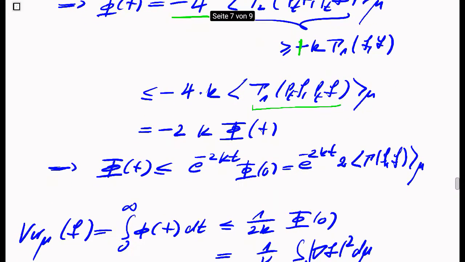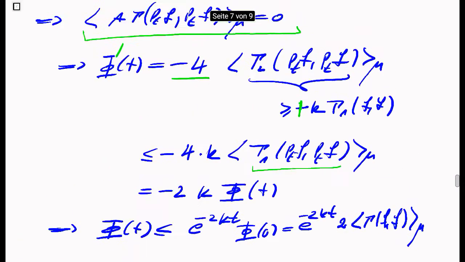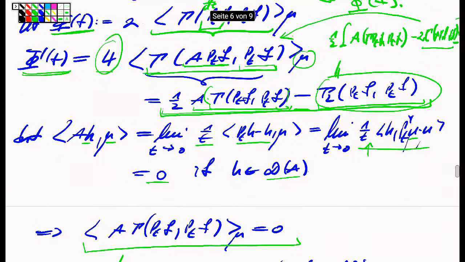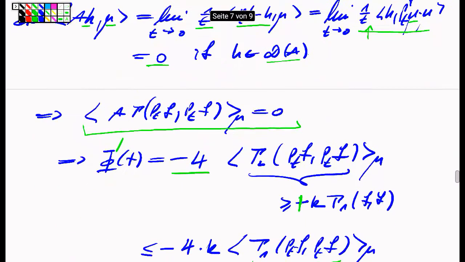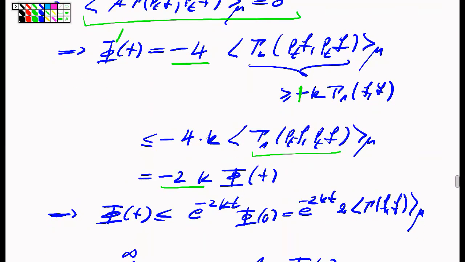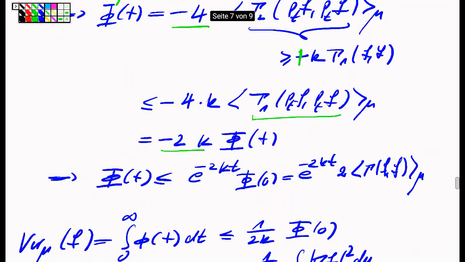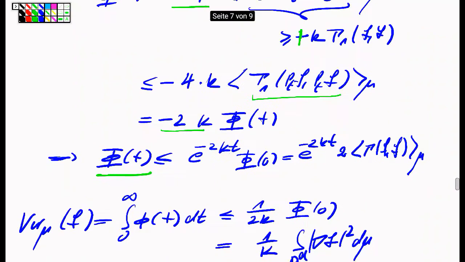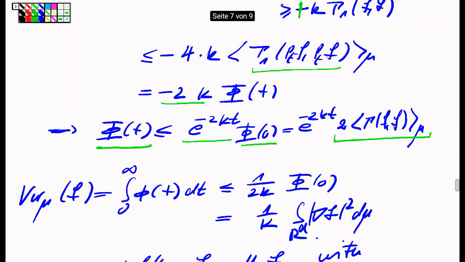So I see, in fact, that phi prime of t, that was my starting point, phi prime of t is less or equal than minus 2 times k times phi of t. And again, I see that this is a Grönwall structure, which allows me to establish the upper bound that phi of t is bounded from above by e to the minus 2kt times phi of naught. And if I write down again what phi of naught is, phi of naught was 2 times gamma f f of mu. Okay, that's good news.